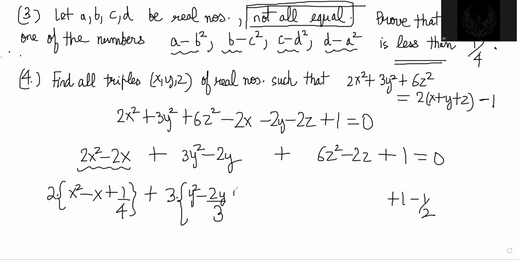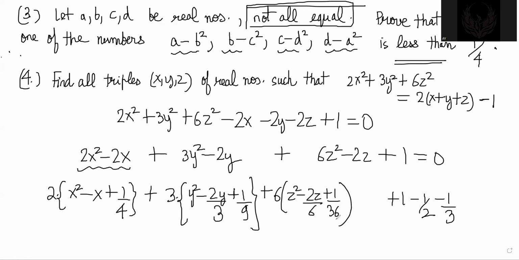So I should add 1 by 9 plus. Technically I have added plus 1 by 3, so I should do a minus 1 by 3, right? Yes. Similarly, 6z square minus 2z by 6, so plus 1 by 36 for it. Technically it is a plus 1 by 6, so I should do a minus 1 by 6. And when you do that, you'll realize that 1 minus this is 0.